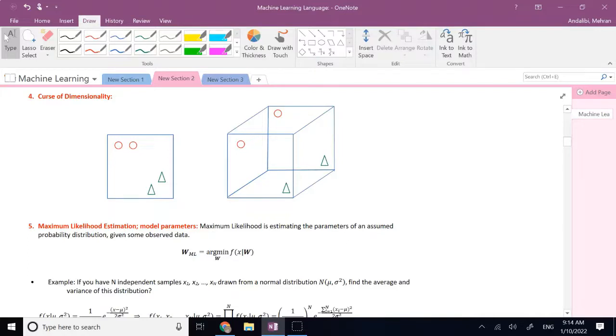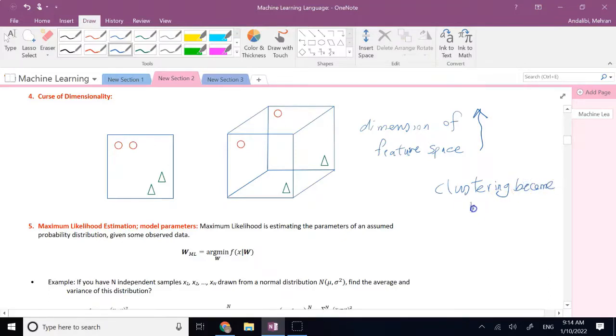Okay? So as, again, the dimension of feature space, which means the number of features, goes up, then clustering problems become meaningless. Well, what does that mean?